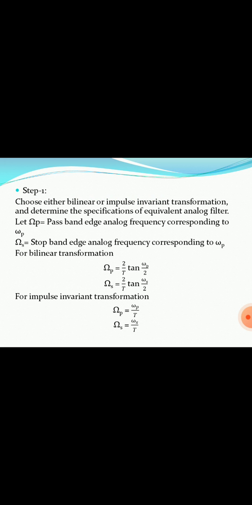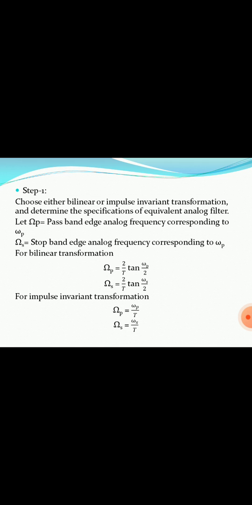Here, as the first step, we have to choose either the bilinear or the impulse invariant transformation. The bilinear or impulse invariant transformation is a frequency transformation that converts from the digital to the analog frequency. So first we have to determine the specifications of the equivalent analog filter. Omega P is the pass band edge analog frequency corresponding to omega p, and Omega S is the stop band edge analog frequency corresponding to omega s.